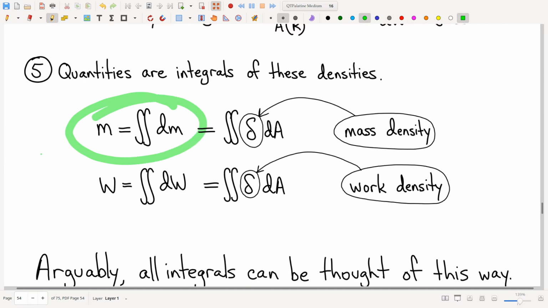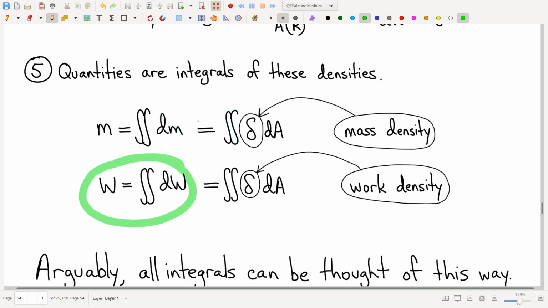So, mass is an accumulating quantity, and mass is mass per unit area times area. Well, same for work. If work is an accumulating quantity, you can think of each little piece of work as being work per unit area times area. And work per unit area I would call work density. We on board?